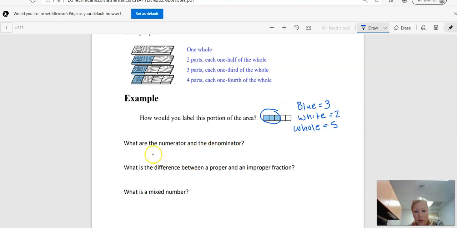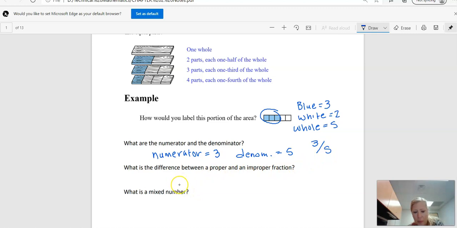So the numerator of that fraction would be the part that you're talking about. So the numerator would be 3, and the denominator would be 5, because that's the whole. So when we talk about this fraction, we would say 3/5. The numerator is always on the top and the denominator is on the bottom.